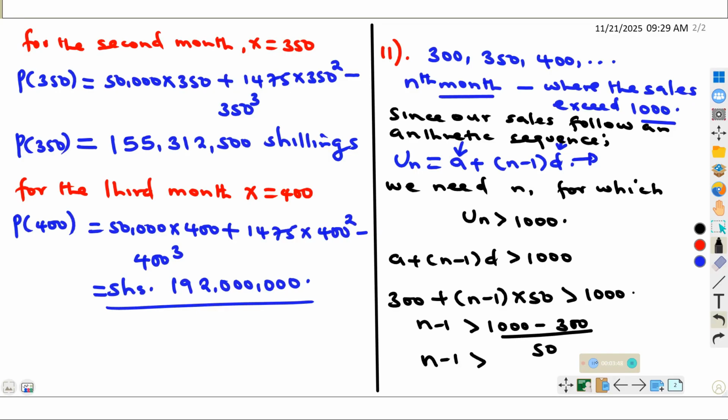So N minus 1 should be greater than 14. So this implies that our N should be greater than 15. So it means the month for which the sales exceed 1,000 should be greater than the 15th month. And that month which is greater than the 15th month will be the 16th month. So the 16th month will be the month for which the sales will exceed 1,000. So we can go on and give the conclusion.